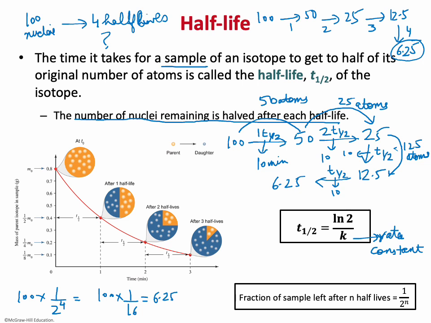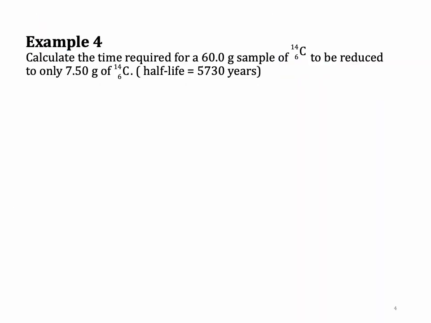Okay, so now we'll look at a lot of examples based on these two equations that we saw. One is half-life, another one was integrated rate law. Calculate the time required for a 60 gram sample of C14 to be reduced to only 7.5 grams. Half-life is 5730 years. So how much time is needed for this?